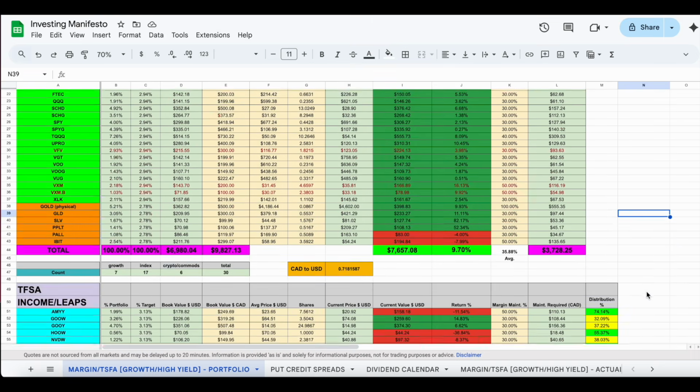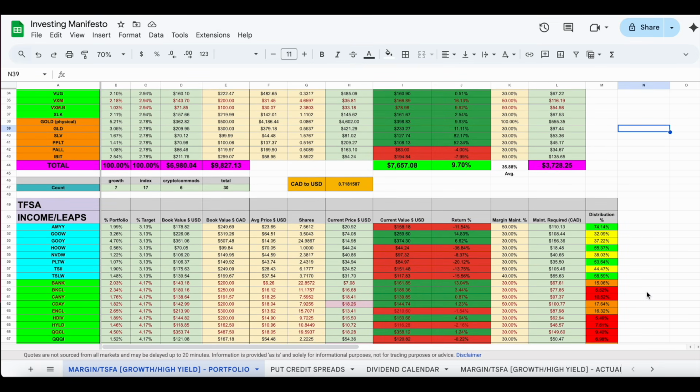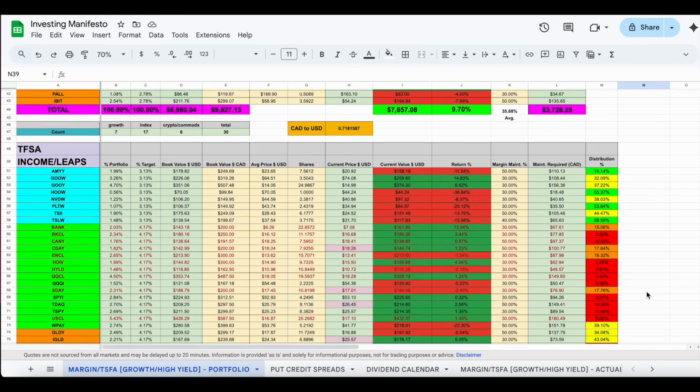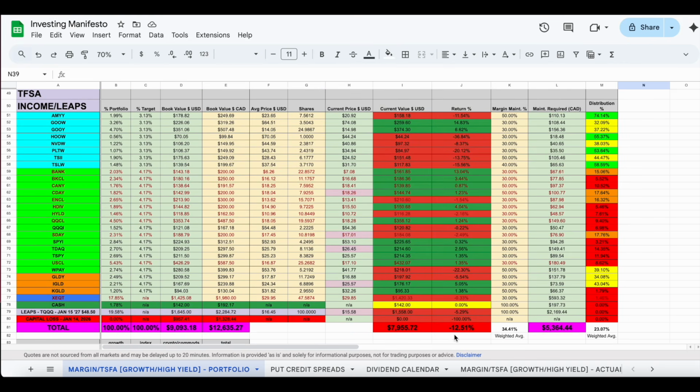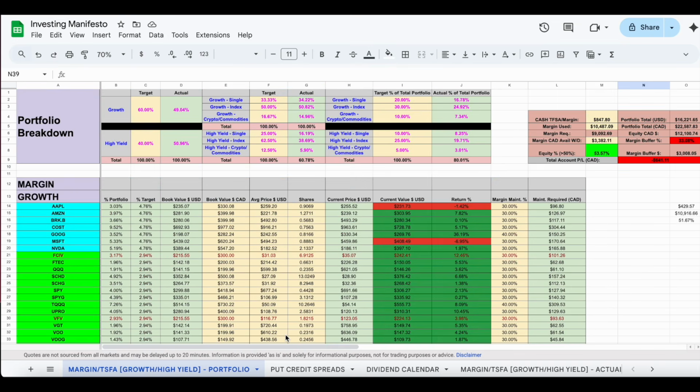The problem becomes when we get into the income portfolio, the high yielding portfolio. We've had significant drawdown, 12% down, and this was also the bigger portfolio at the beginning. So that means that we are down overall, which is this number right here, $641. We're trying to make it up.